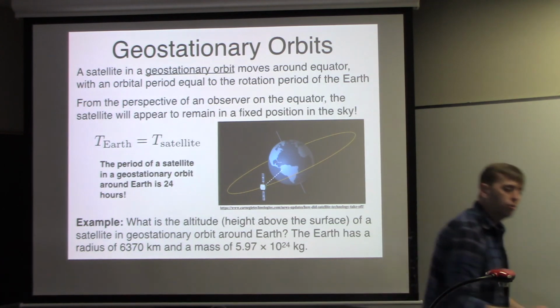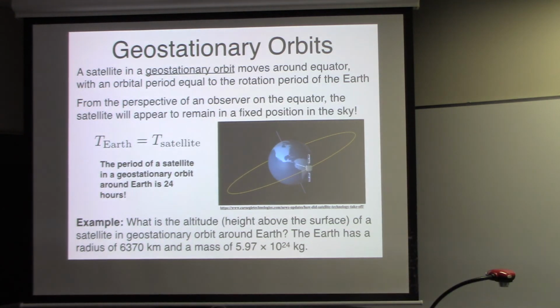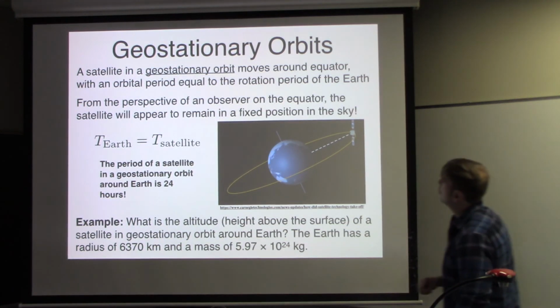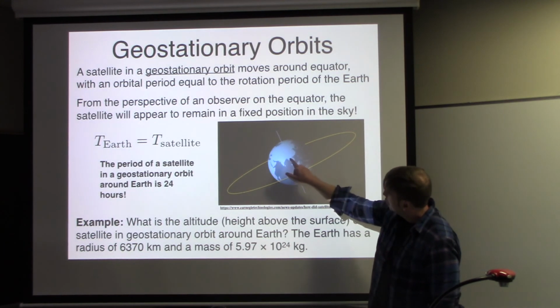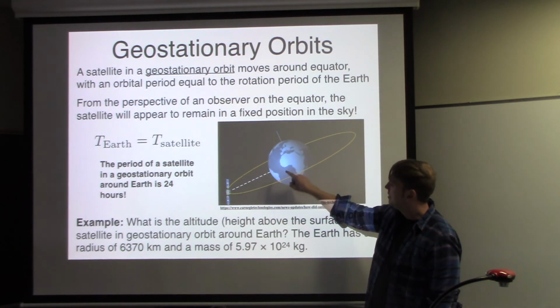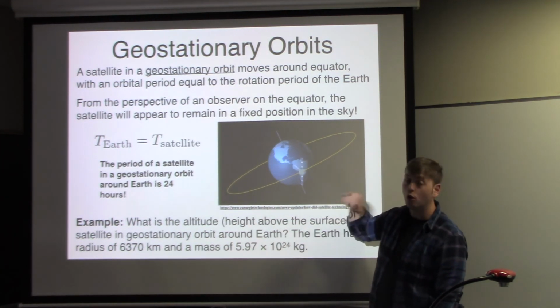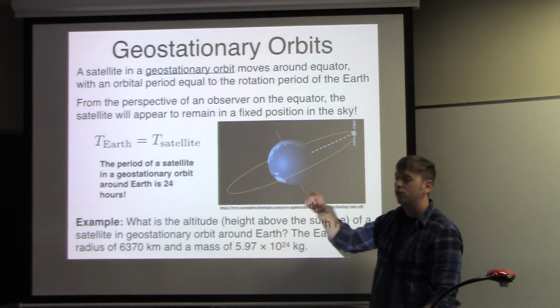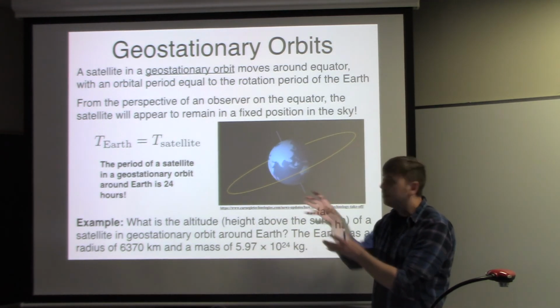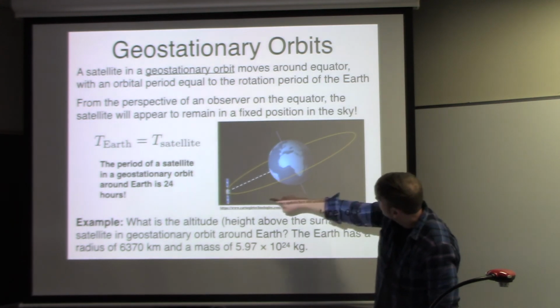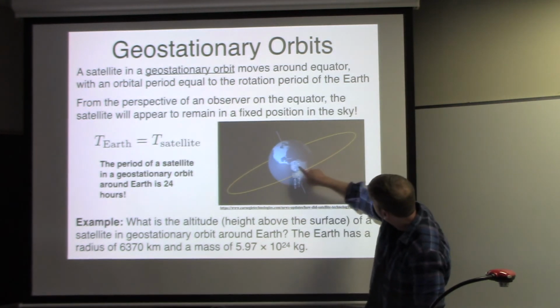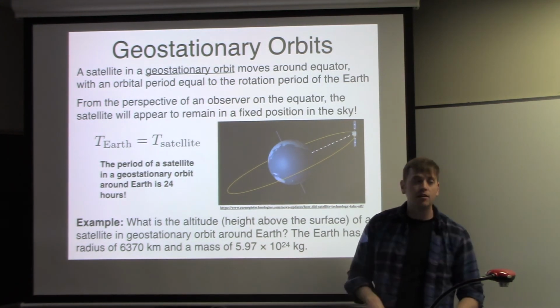Why does this work? Take a look at the animation. What's being shown here is, again, the rotation period of the Earth is exactly matching the orbital period of the satellite. So they're rotating together, and wherever that satellite happens to be overhead, it's going to be staying there as time goes on.